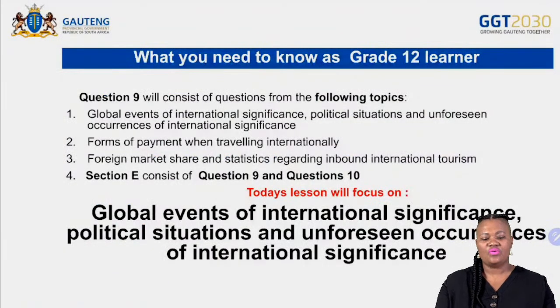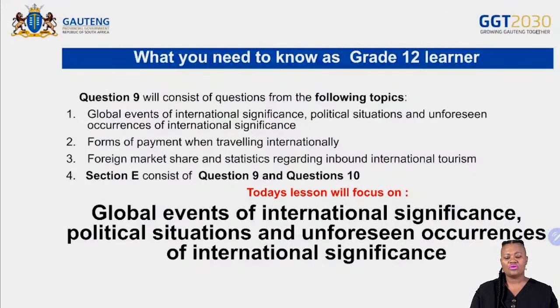What you need to know as a grade 12 learner. You need to know that global events will be asked in question 9. It's not the only question that's going to be asked, but you need to be aware that question 9 will consist of the following topics: global events of international significance, political situations and unforeseen occurrences of international significance.